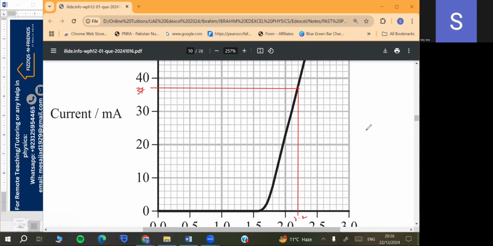So they're asking you to calculate the power dissipation, and power dissipation should be V into I, and when V is 2.2, okay, then current was 37 into 10 raised to the power minus 3. Therefore, the power dissipation will be 0.018 watt.